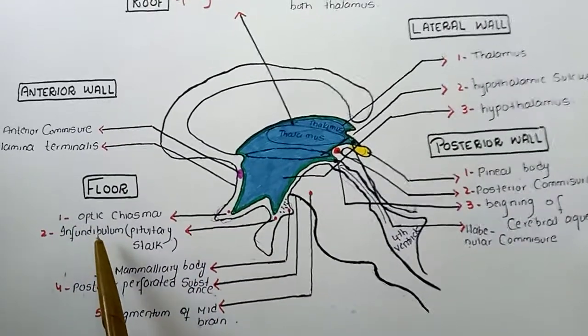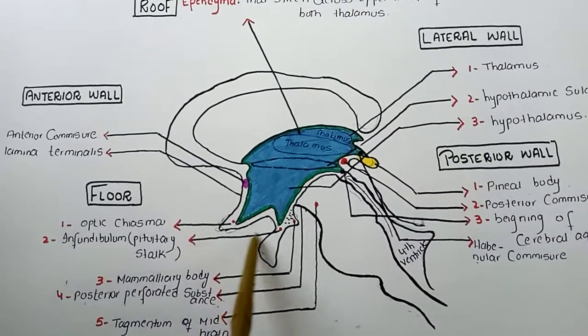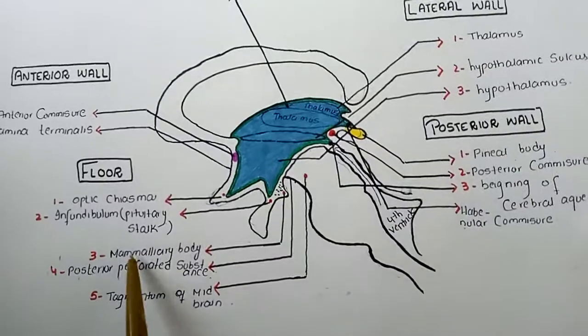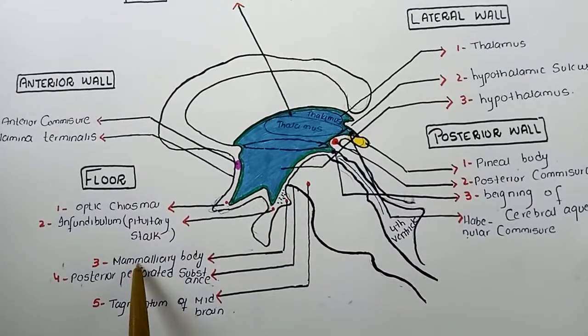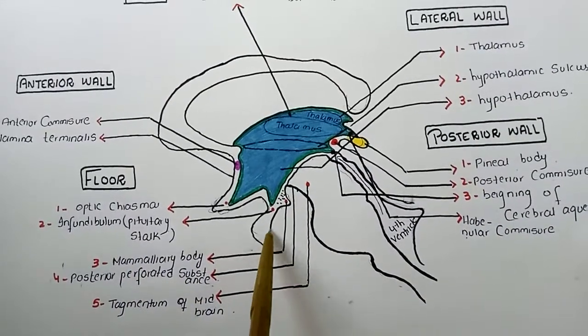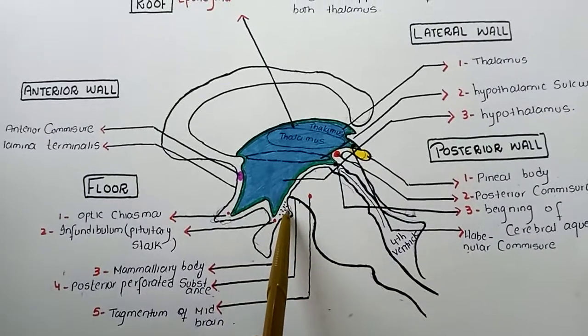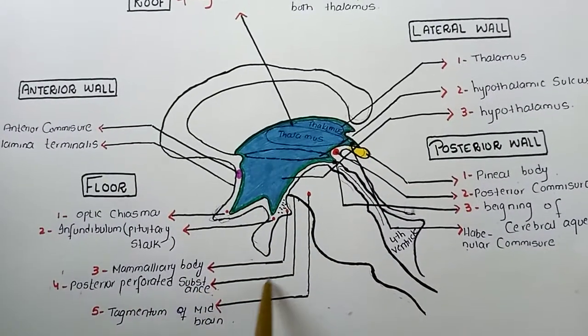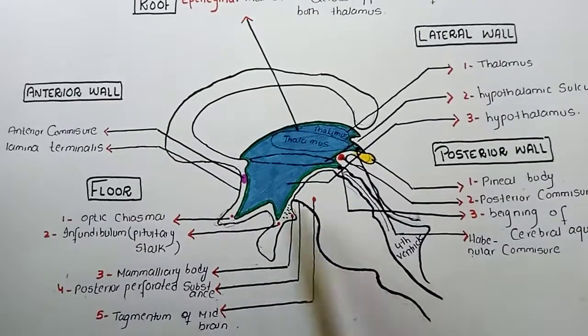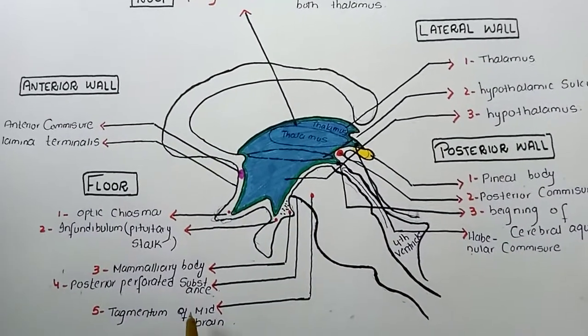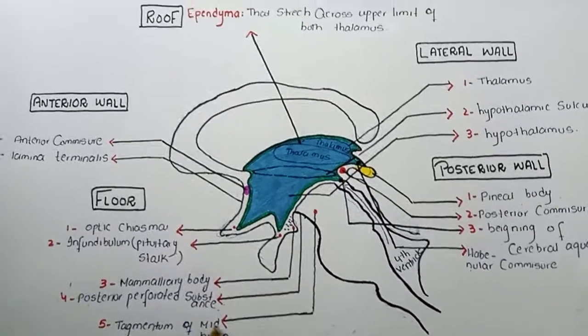Then the floor is made up of the infundibulum, the pituitary stalk, and the structure of grey matter known as the mammillary body, which is also present in the floor of the third ventricle. The posterior perforated substance and the ventral part of the midbrain, known as the tegmentum of the midbrain, also form the floor of the third ventricle.